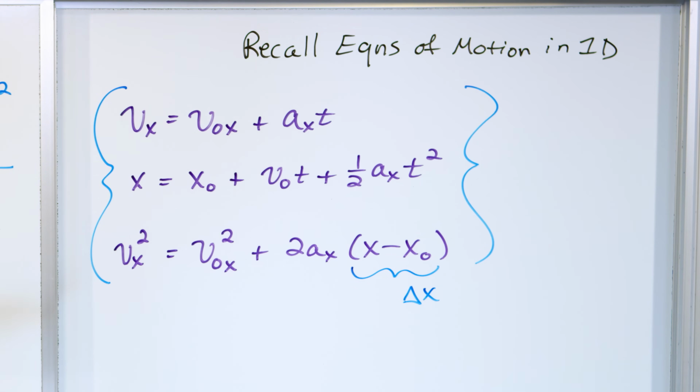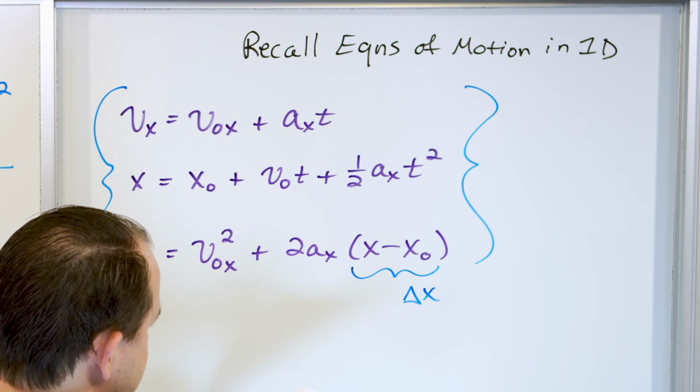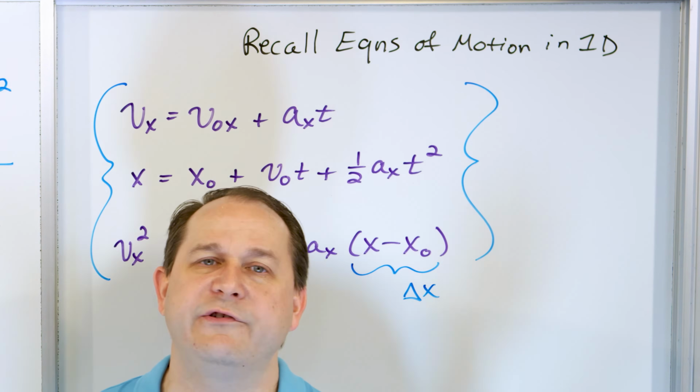So let me double check before I go on. v x is v naught x plus a x t. x is x naught plus v naught t plus 1/2 a t squared. v x squared is equal to v naught x squared plus 2 a x times (x minus x naught). All right, so these are the equations I want us to use.